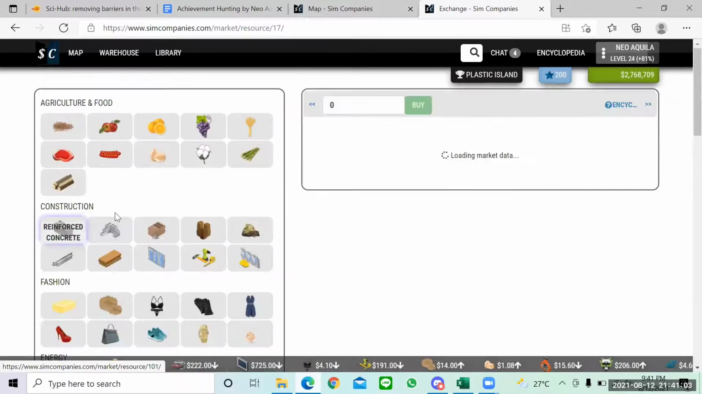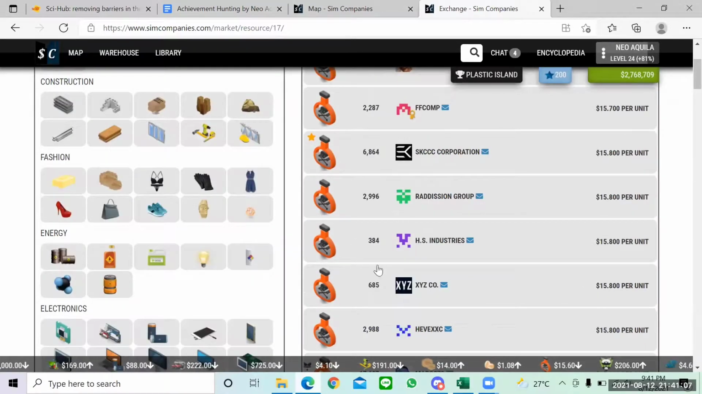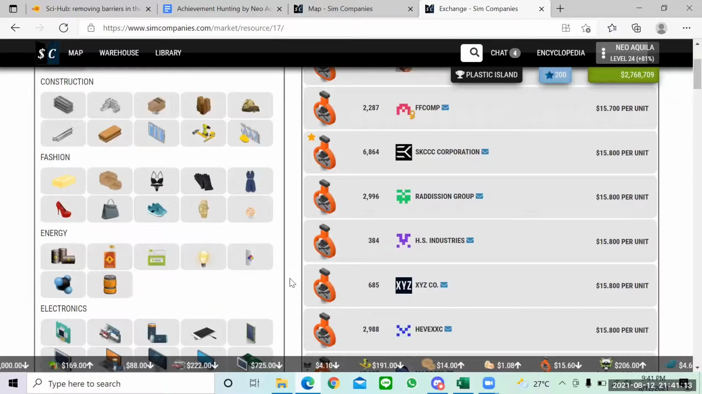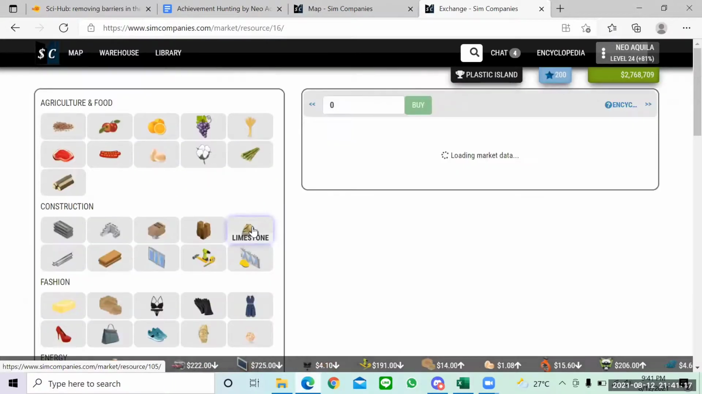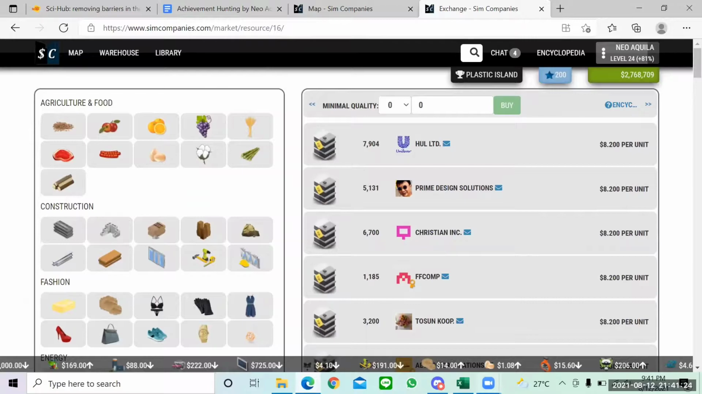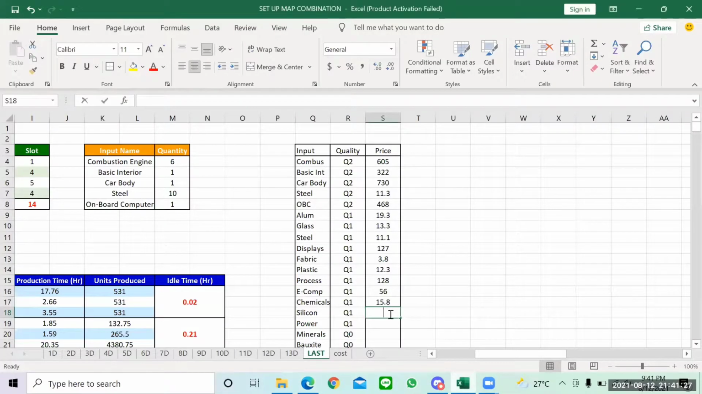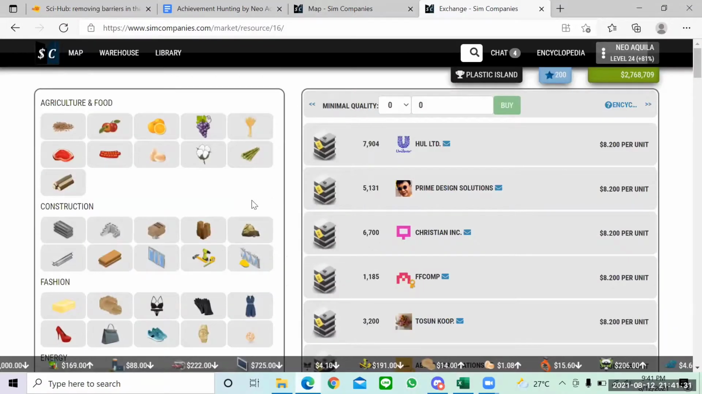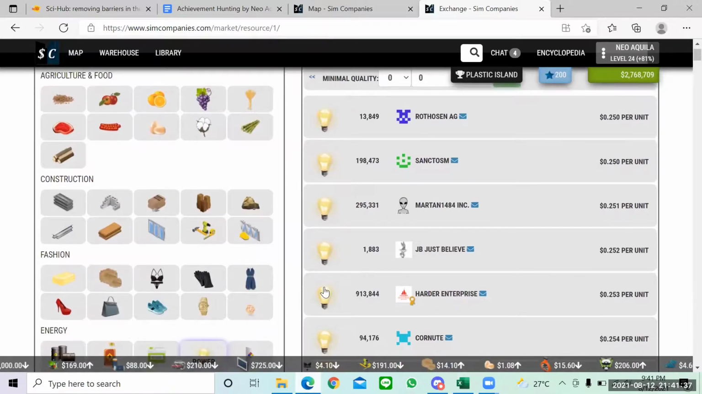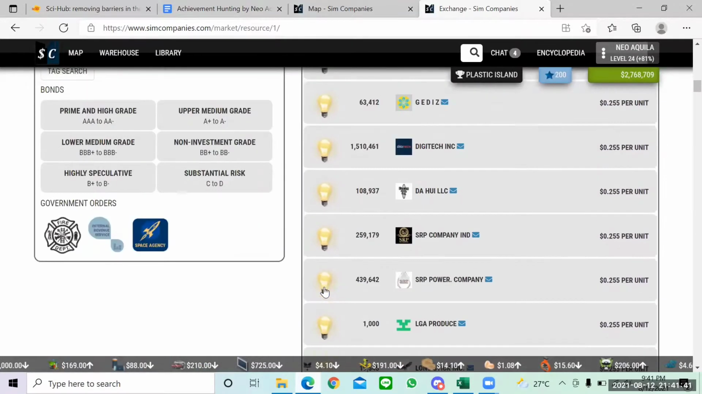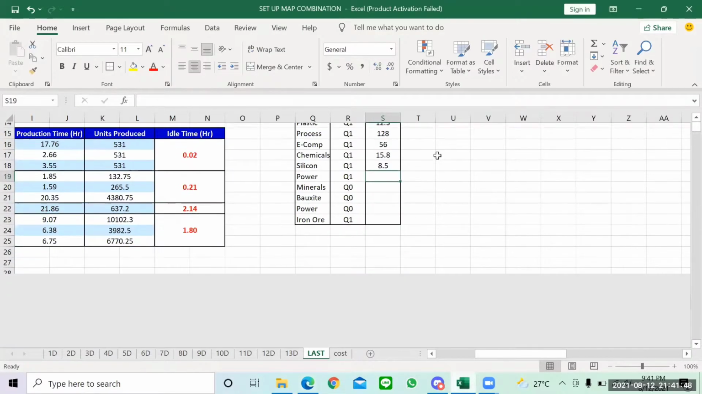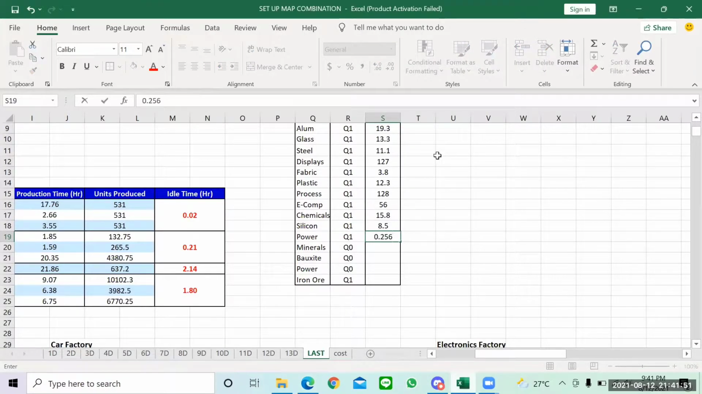Chemicals quality 1. Here we go. 15.8. It's really high. And now the silicon quality 1. $8.5. The power quality 1 and quality 0. Quality 0 to 50 to 56. The cap is really high, but okay.